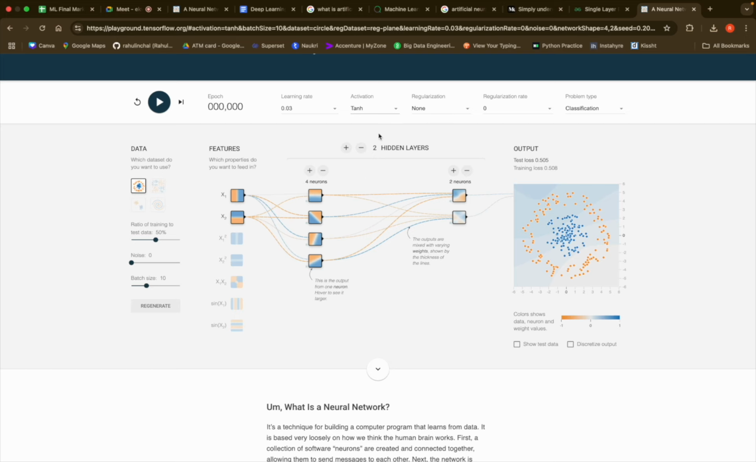Regularization: we also have L1 and L2, lasso and ridge regression, but I have kept it none, because this prevents overfitting. My dataset is very simple, I have only two classes, the blue labels and the yellow labels, so I don't have to check for overfitting. Afterwards we can see what happens. Regularization rate again determines how regularization should be applied.